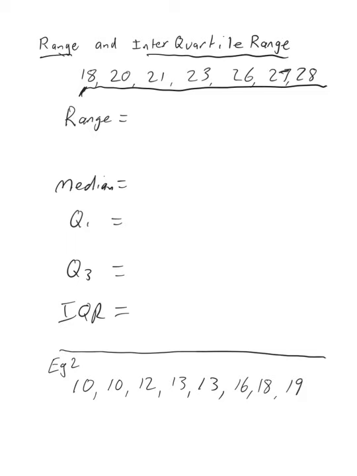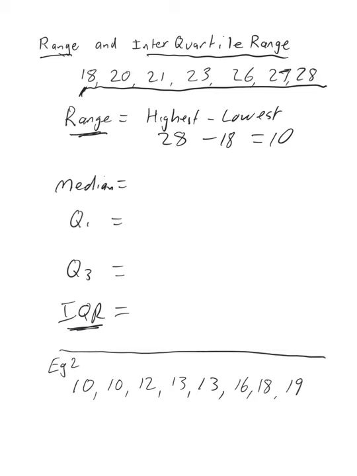Now the range is very simple, it's just the highest score minus the lowest score. Don't even need to have them in order for that. 28 minus 18 equals 10. It's that simple, okay? Now the interquartile range is a little bit more complicated.